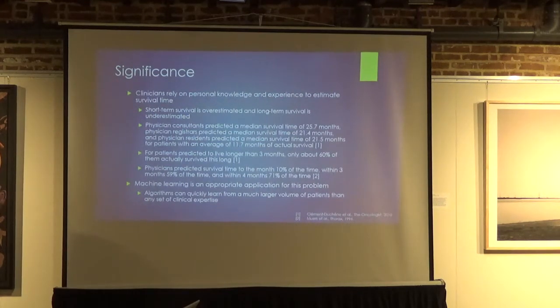For example, for patients predicted to live longer than 3 months, only about 60% of them actually survive that long. Under another example from the literature, when physicians predicted survival to the month, they were right only 10% of the time, within 3 months about 60% of the time, and within 4 months about 71% of the time. Why would this be a problem? Because accurate prediction helps to plan treatment better, and also helps people who have this disease to plan their lives better.